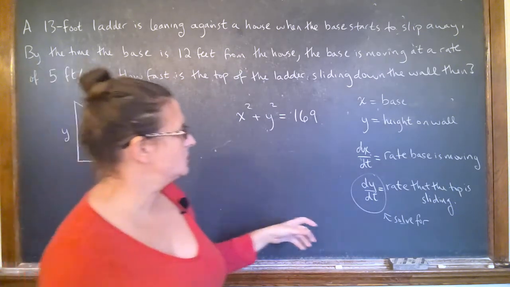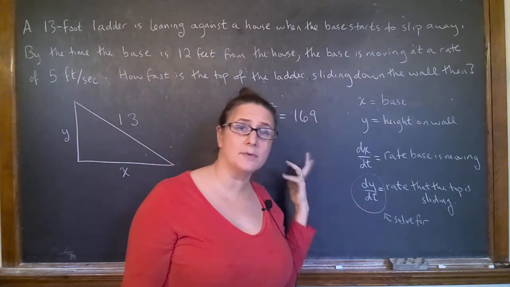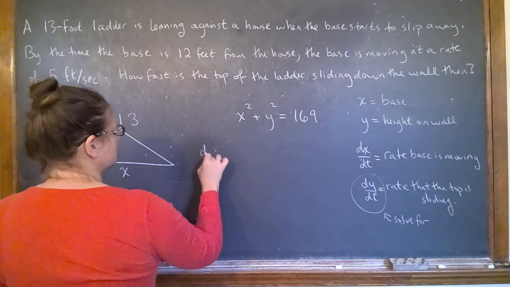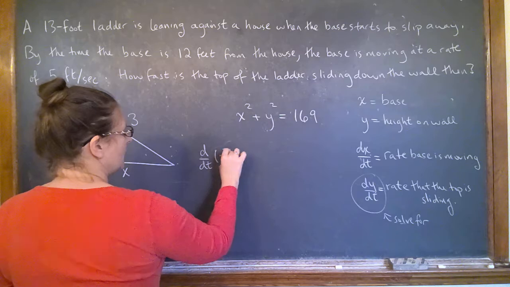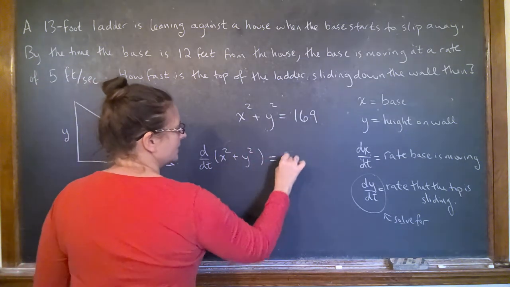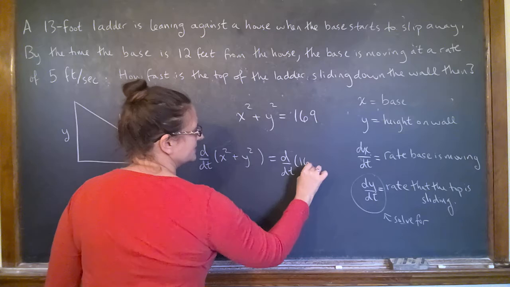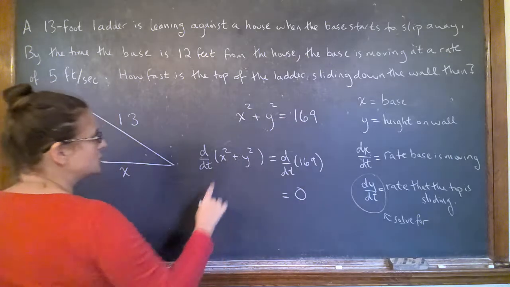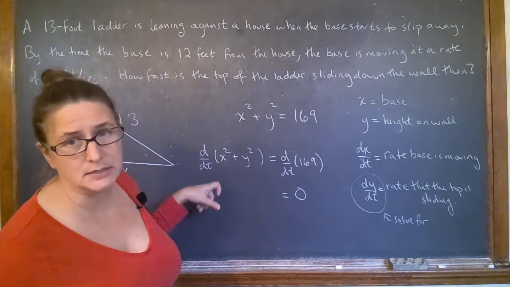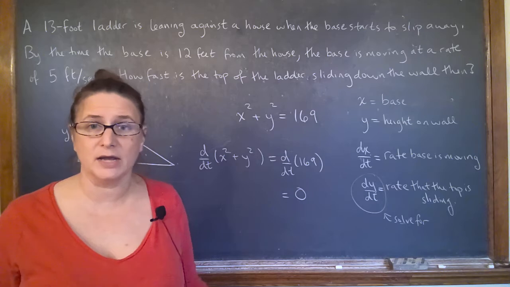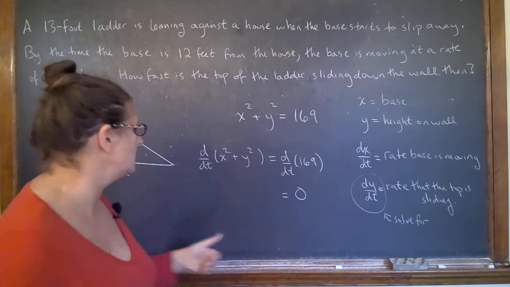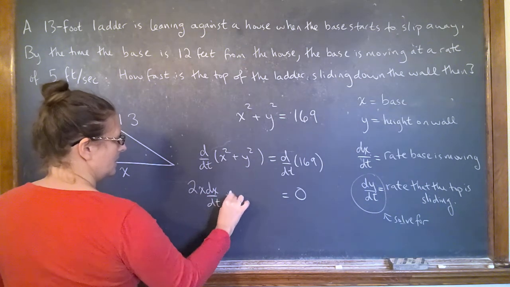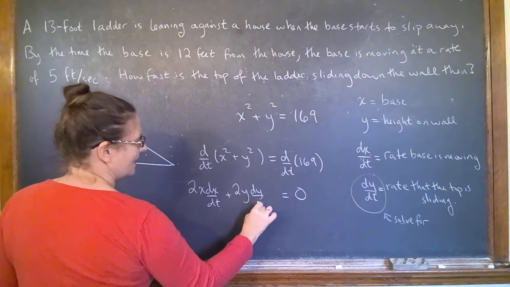So because I need to solve for this dy dt, I'm going to take the derivative of both sides with respect to t. So d/dt of x squared plus y squared equals d/dt of 169. Well, 169 isn't changing, so this is 0. Now both of these, remember, I'm taking the derivative with respect to t. So although it's like implicit differentiation, my variable isn't x, it's t. For both of these, I'm going to have 2x dx/dt plus 2y dy/dt.